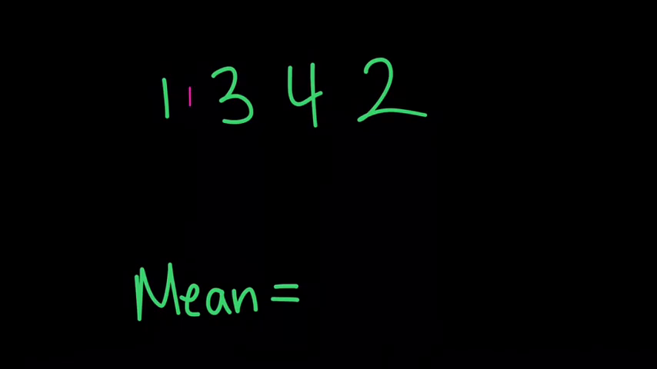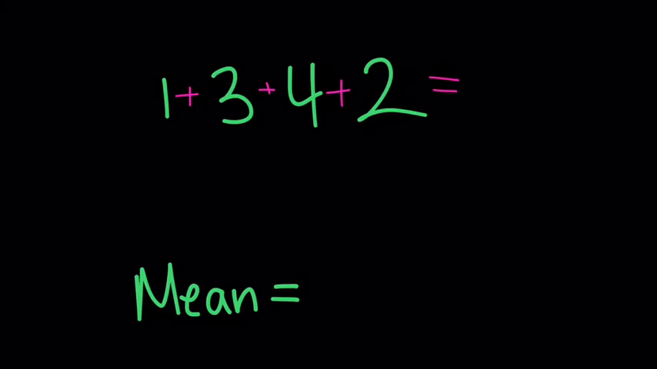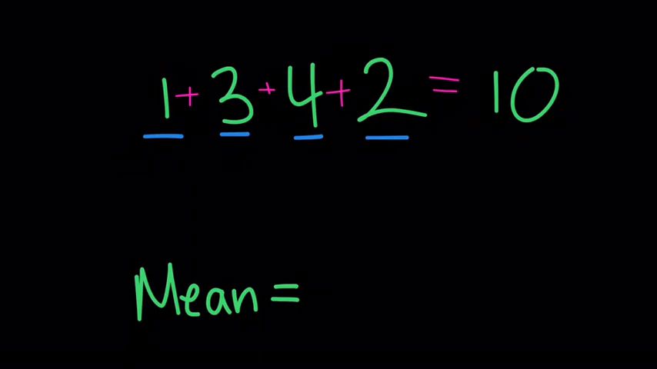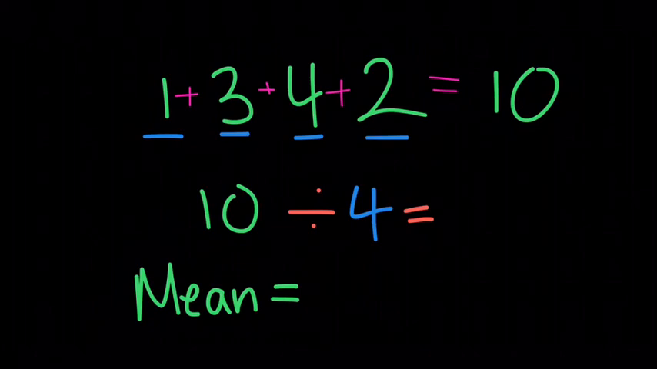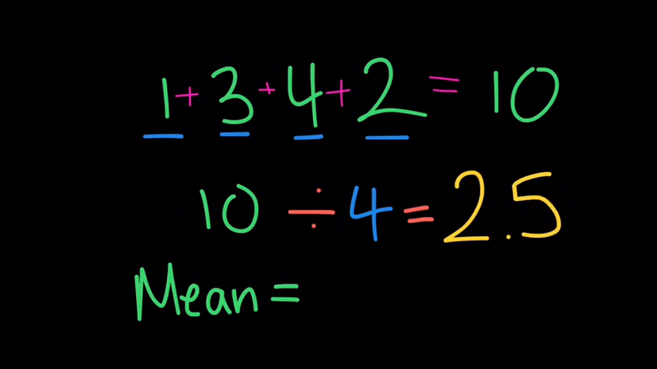Let's add these up. So 1 plus 3 plus 4 plus 2 equals, and I was very crafty, I deliberately chose these numbers because they equal 10. Okay, that's all well and good. 10. Now I've got 1, 2, 3, 4 numbers in this set, so I'm going to have to do 10 divided by 4. And as you might well know, a quarter of 10, or 10 divided by 4, doesn't divide up nice and neatly, because half of 10 is 5, and then half again of 5 is 2.5. So the mean of this set of numbers is 2.5.